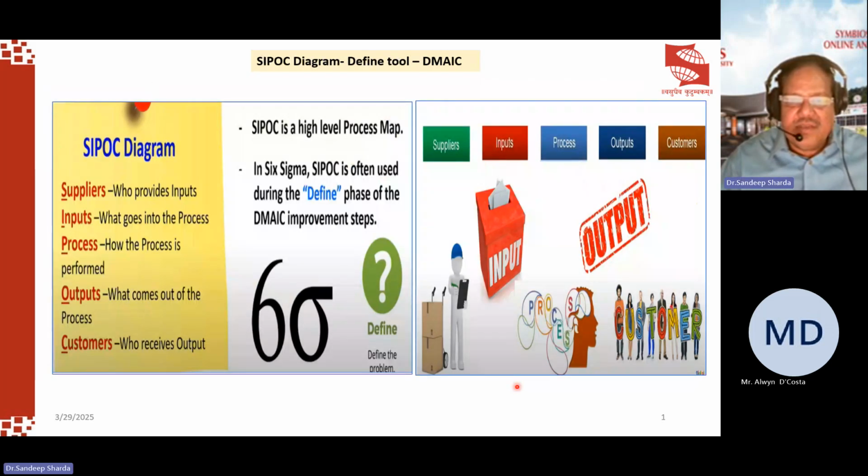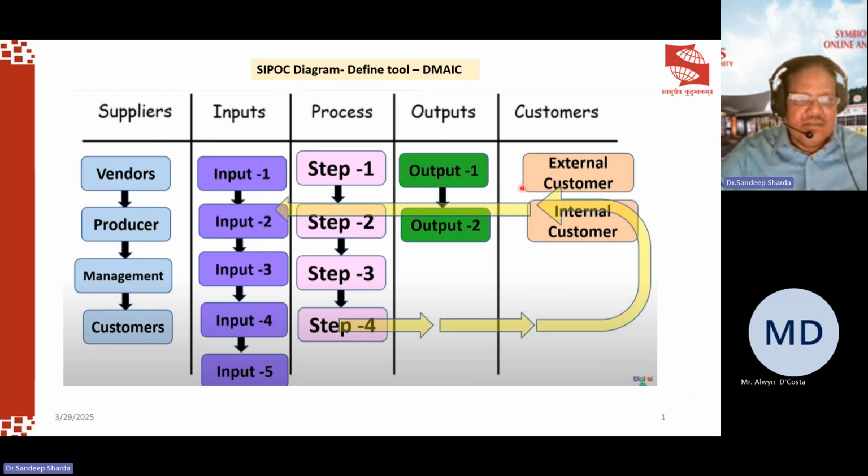Another define tool is the SIPOC diagram, which is also used for a high level process map. In Six Sigma, SIPOC is used during the define phase of the DMAIC improvement process, where we map the suppliers, inputs, process, outputs and customers, whatever items are relevant to the raw material and other material in their sequence, lead time and other things. And based on the mapping, we go for measurement, analyzing, improvement phase and the control phase. So this is just a template of how we are going to use it.